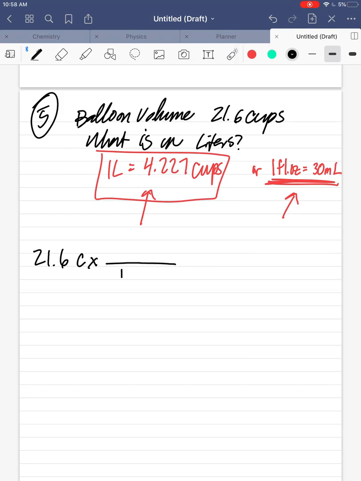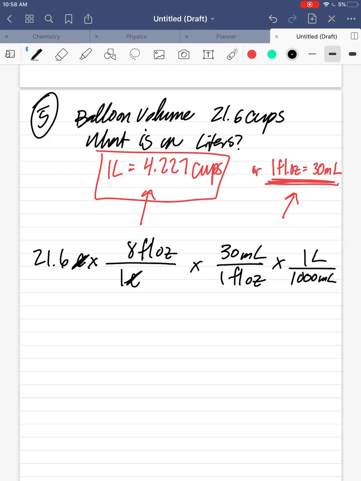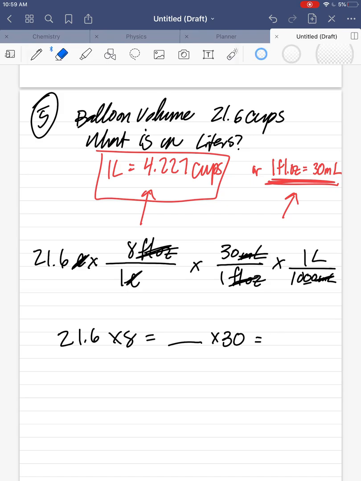I know that 1 cup is 8 fluid ounces. Cancel cups. 1 fluid ounce is 30 mils. And 1,000 mils is 1 liter. Now, everything is going to cancel with the exception of liters. Now, how you're going to put this in the calculator, 21.6 times 8, hit enter. Take that number, multiply it by 30. Take that number, divide it by 1,000.